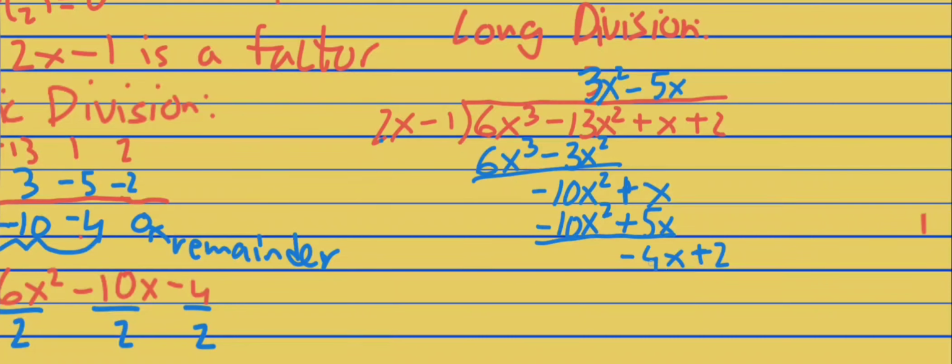Now repeat, negative 4x divided by 2x is negative 2x, right?